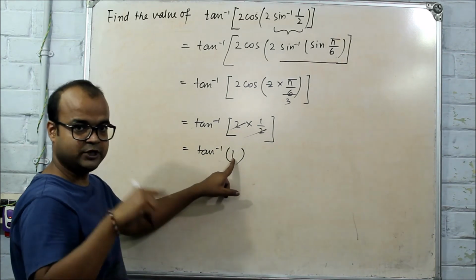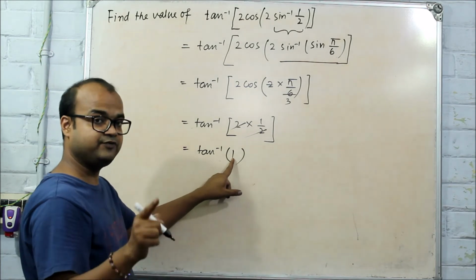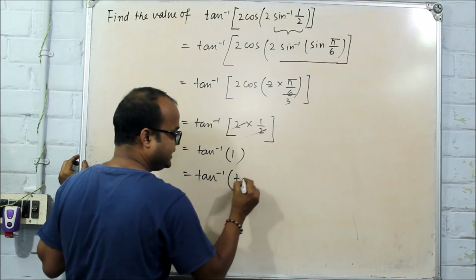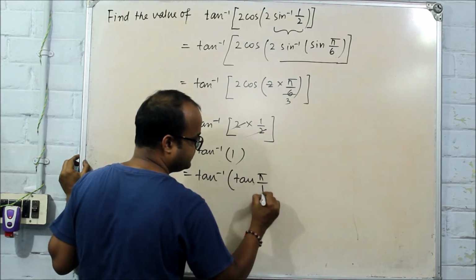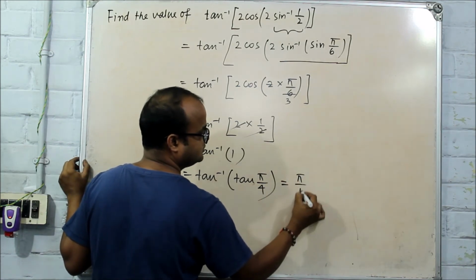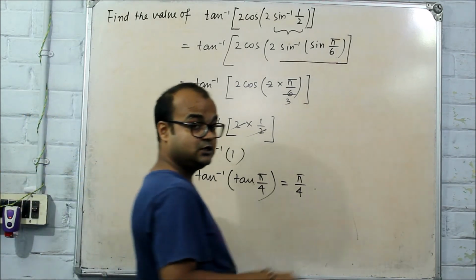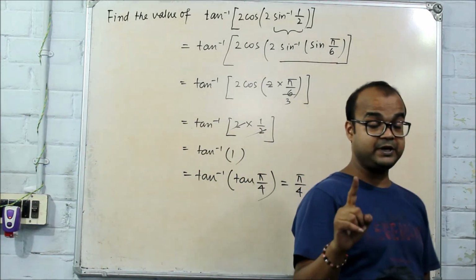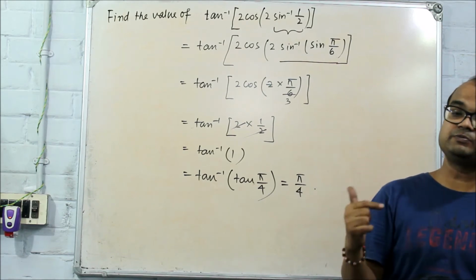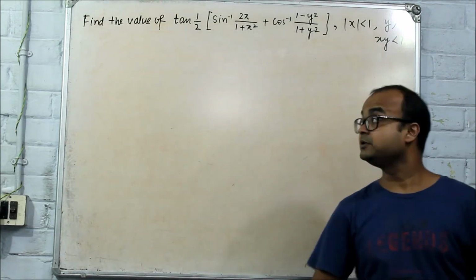Positive, so your corresponding angle lies in the first quadrant. In the first quadrant tan 45 is equal to 1. So we write tan inverse of tan pi by 4. Tan inverse tan theta is equal to theta. So your answer is pi by 4. Here the basic concept is that we are applying the principal value repeatedly. Clear? Next, let us discuss this problem.